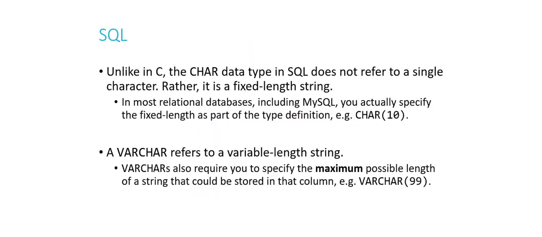So it's always going to be 10 every time. A varchar, on the other hand, refers to a variable length string. So if I said that my column was varchar 99, I can store 1, 2, 3, 4, 5 character strings up to 99 characters long without having to have all of this extra slack space or null bytes or zeros tacked on to the end. So char, fixed length strings; varchar, variable length strings.